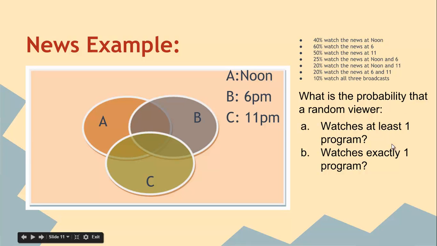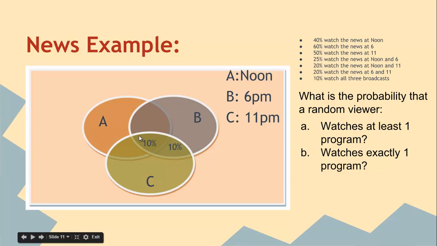Probability that a random viewer watches at least one program. It's really helpful to actually draw the Venn diagram first and then answer the probabilities. So the way we do this is we start from the inside out. We start by putting the 10% that watch all 3 in there. 20% watch 6 and 11, so B and C. But we've already counted 10, so we put a little 10 in there to signify that 20 is the overlap between B and C. You want to ignore A for a second, so cross it out.